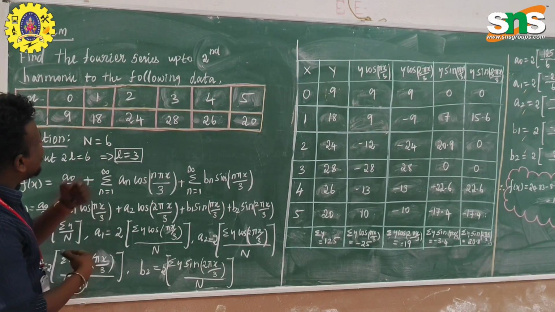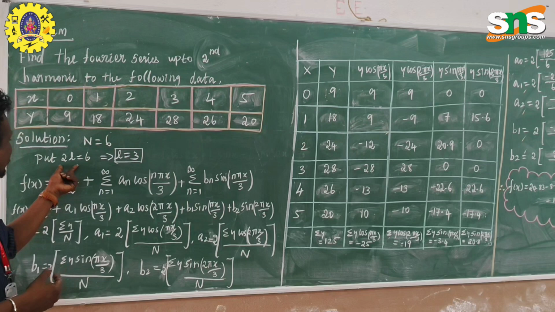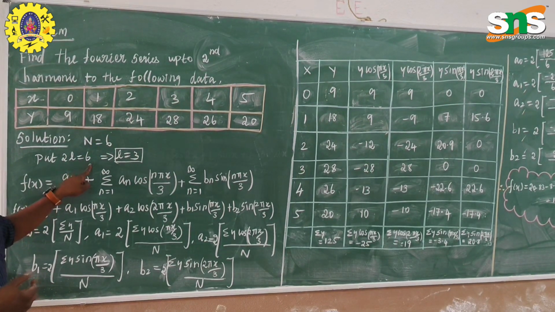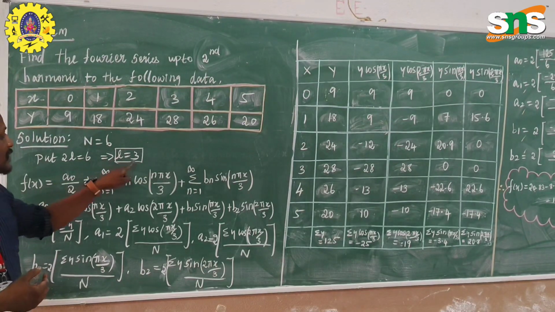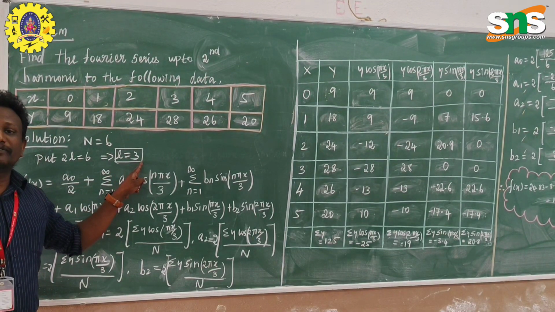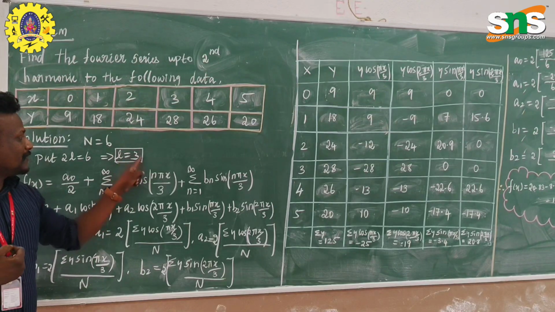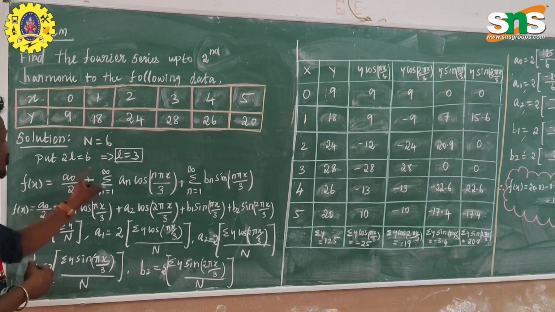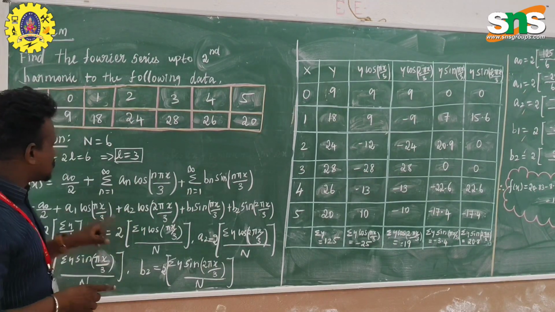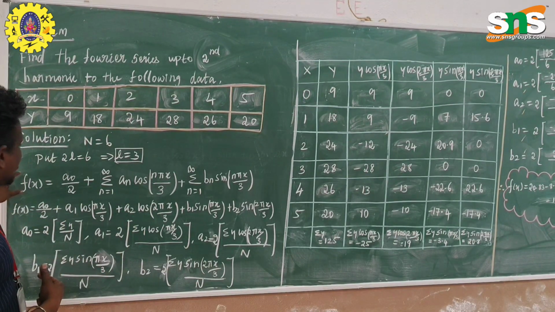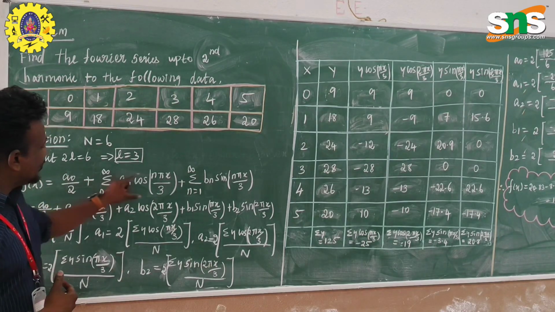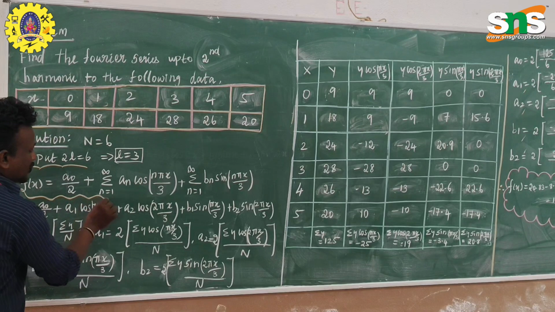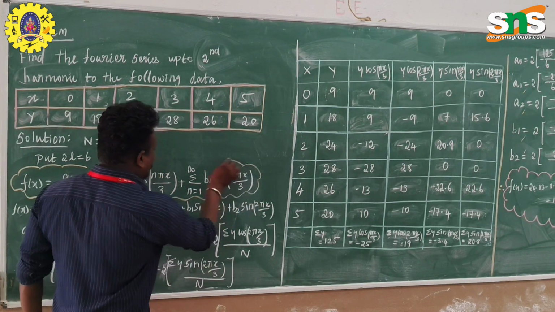To deal with the L form, we have a formula: 2L is equal to the total number of outcomes. So 2L is equal to 6, and after simplification, L is equal to 3. This is what we have to find at the initial stage. After finding this L value, let us write the general Fourier series formula, as we have already discussed in the earlier problems.